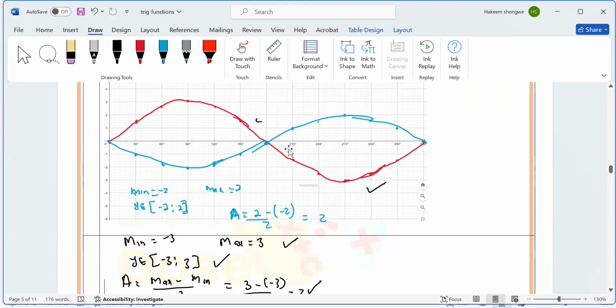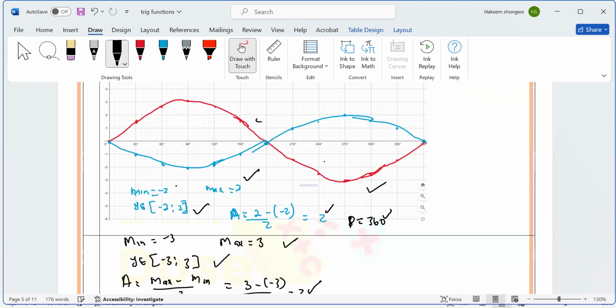And then what is going to be our period? Last but not least, what is going to be our period? The period is going to be 360. So you get 1, you get 2, you get 3, you get 4, you get 5, 6 for the drawing.